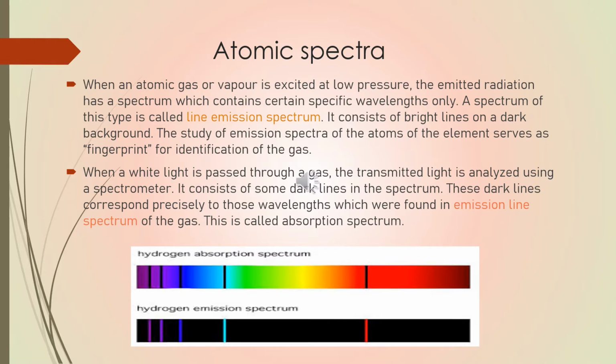Line emission spectrum is observed when an electron in a higher energy level gets de-excited to a lower energy level by emitting a photon. Absorption spectrum is observed when an electron in a lower energy level absorbs energy from a photon and gets excited to a higher energy level.